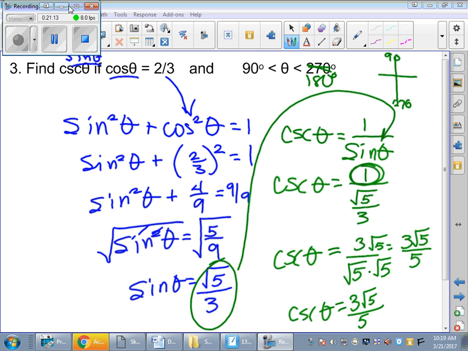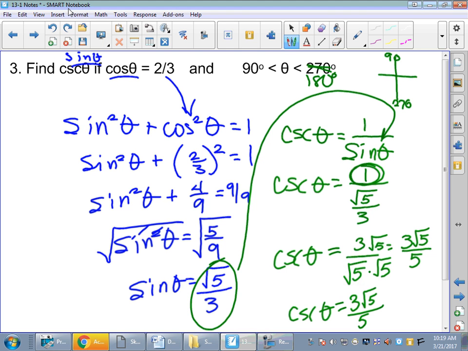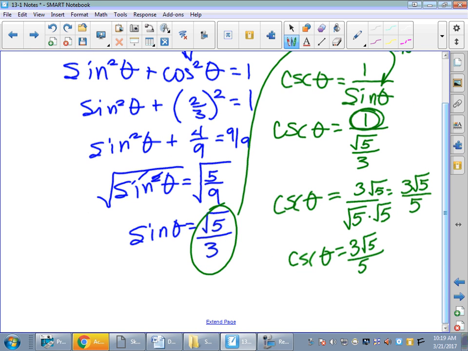Let's actually change that so that it reads 180. I think that's just a typo. So if it's 180, between 90 and 180, theta's in the second quadrant. All Students Take Calculus. Sine is positive there, so cosecant would be positive there. So we are finished. And there are your trig values.